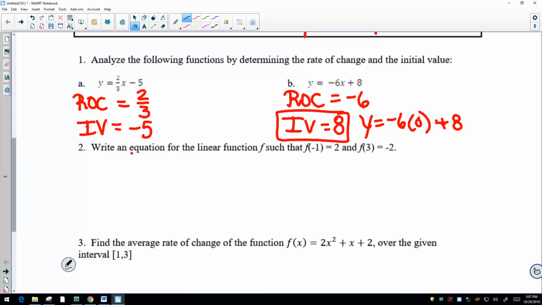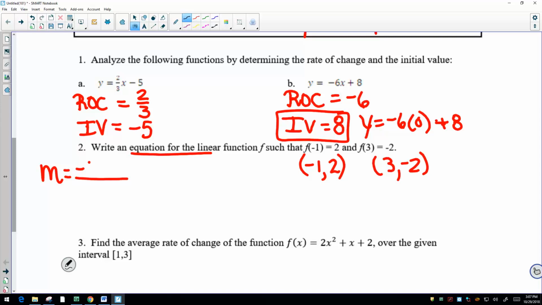Okay, what if we had to write an equation for a linear function? And so now they're going to give this in function notation. So first thing we want to think is if we're writing an equation, we need slope. If we need slope, we have to be able to interpret what the function notation is saying. So this is saying when x is -1, I plug it into the function, I get out a 2. When x is +3, I plug it into the function, and I get out a -2. So that's going to give us our coordinates. There we can plug it in and do our rate of change, change in y over change in x.